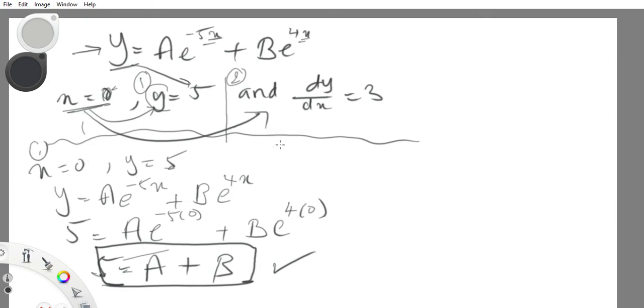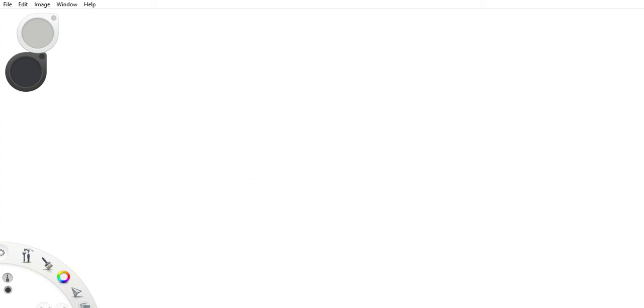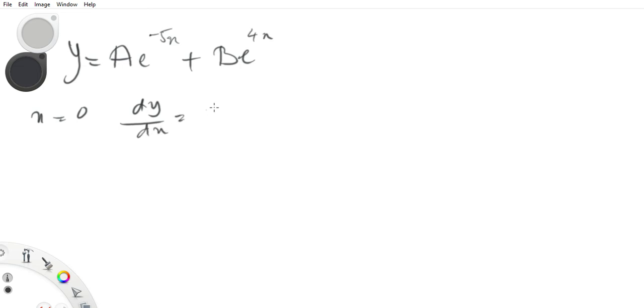Now the second part's a bit more involved. Alright, so the answer we got was y equals ae to the minus 5x plus be to the 4x, and then it said when x is 0, dy dx is 3. Well, in this equation, we have y. We don't have dy dx. So we're going to need to differentiate.